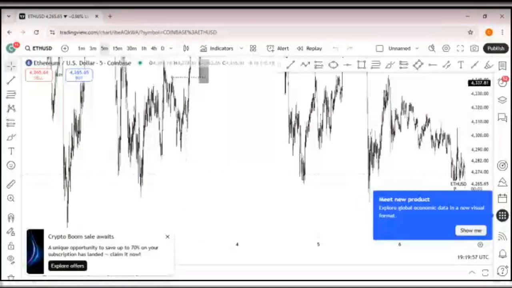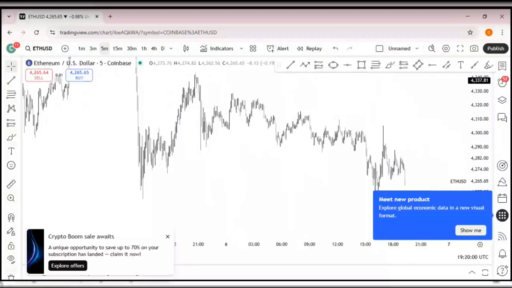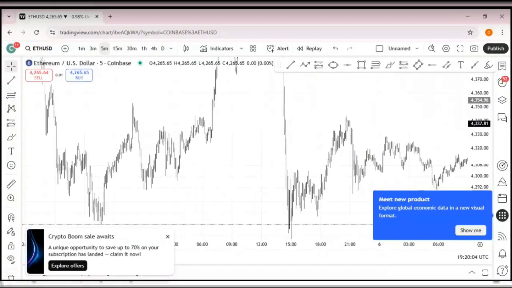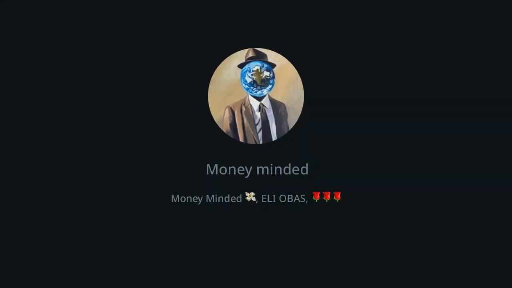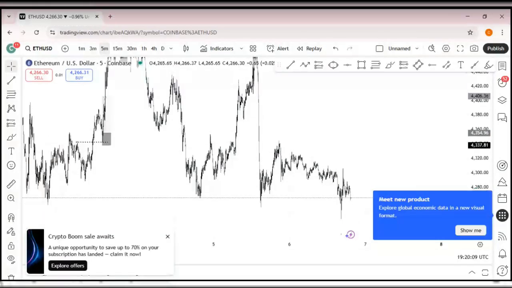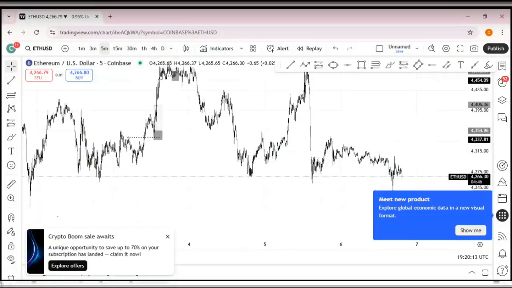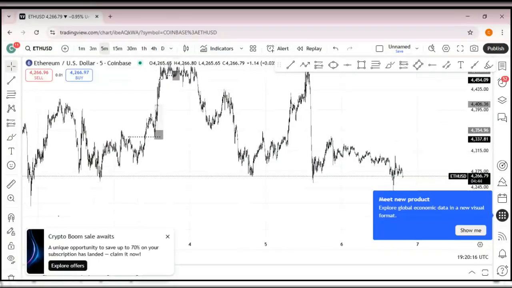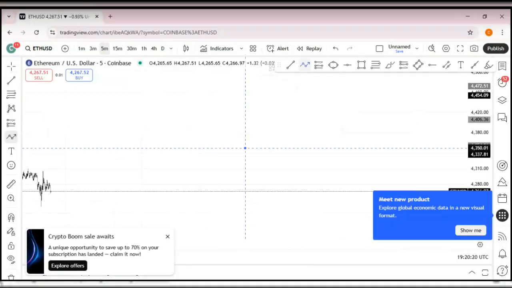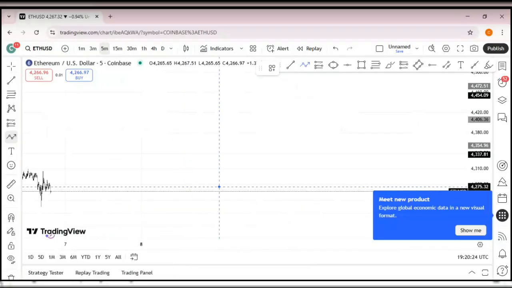So far we've been learning about support and resistance. Today I will be teaching you guys something known as the breaker block entry model. That is what I call it. For the breaker block, all you need is just one criteria, which is structural liquidity.